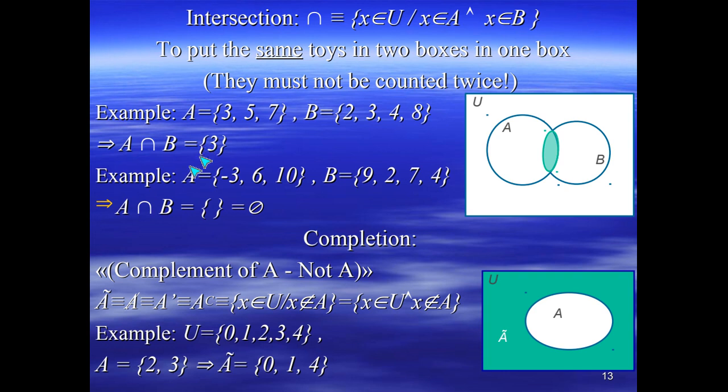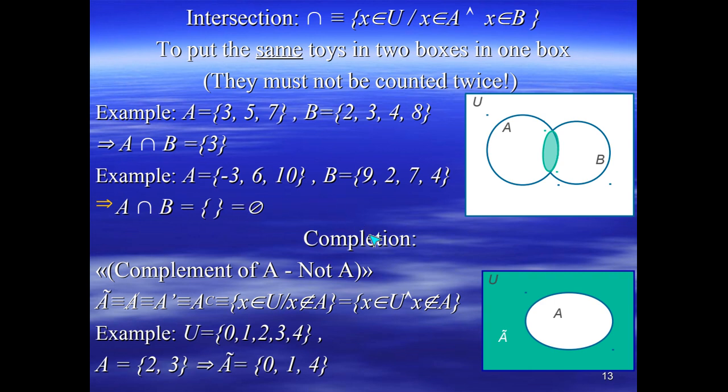You see? And another example: A is minus 3, 6, 10. B is 9, 2, 7, 4. Do they have any common element? No. So what is their intersection? It is the empty set. If there is no common element, their intersection would be the empty set.